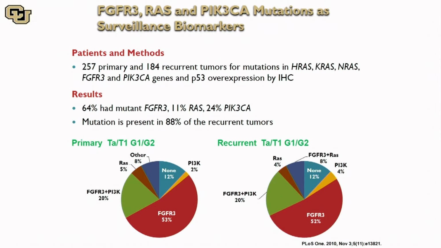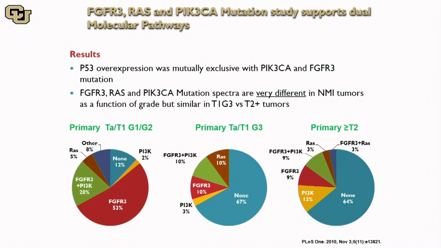Because hypothetically, if these pie charts were very different, then you actually would not be able to use those as a detection method for recurrent disease. The other thing that came out of these studies that was very interesting was the fact that they were demonstrating for the first time the presence of these two molecular pathways, the FGFR3, the RAS, versus the P53. So you could see this by the various pie charts.